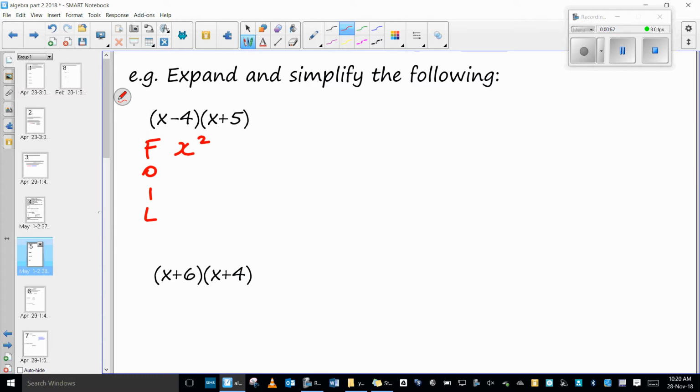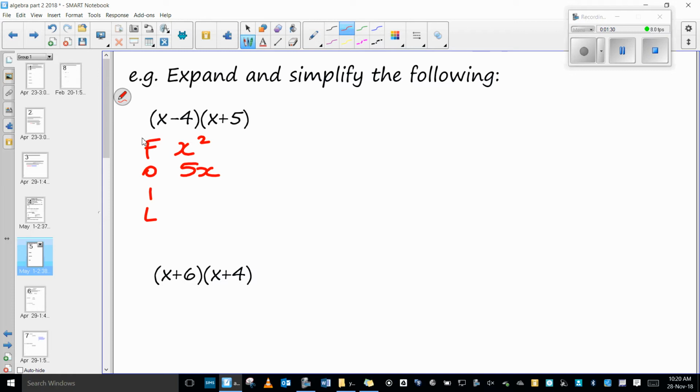Then we're going to do O. What did O stand for, Georgie? Outer. So the two outside ones, so that's x and the plus 5. So Maya, when we multiply the x and the 5, what do we get? 5x. I stands for, Kaya, what did I stand for? Do you remember? Inside. Inside or inner, yes. And so the two inside ones are the negative 4 and the x. So Pasika, when we multiply those, what would we have?